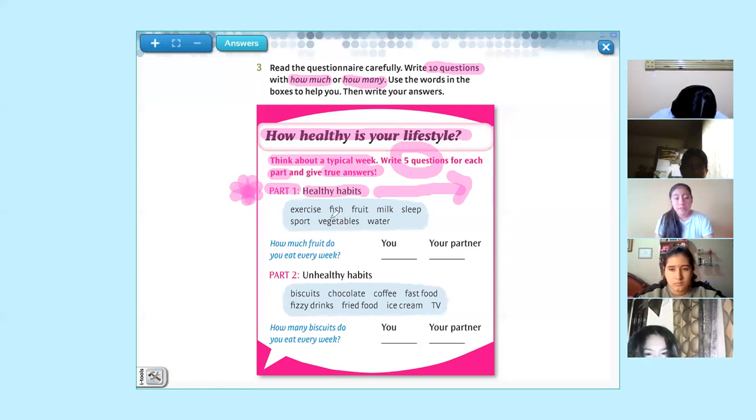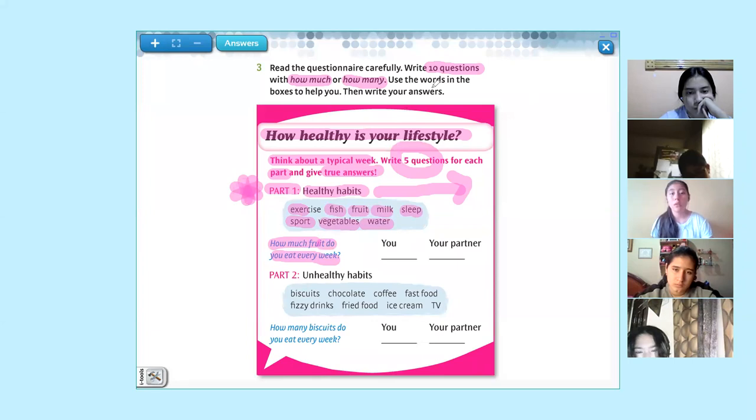What words are you going to use, mister? Exercise. Okay. Fish. Fruit. Milk. Sleep. Sport. Vegetables. Water. For example, how much. You read very well. Very good. How much? That is how much or how many. And you are going to use exactly the word box. In this case, repeat the question, mister, please. How much fruit do you eat every week?